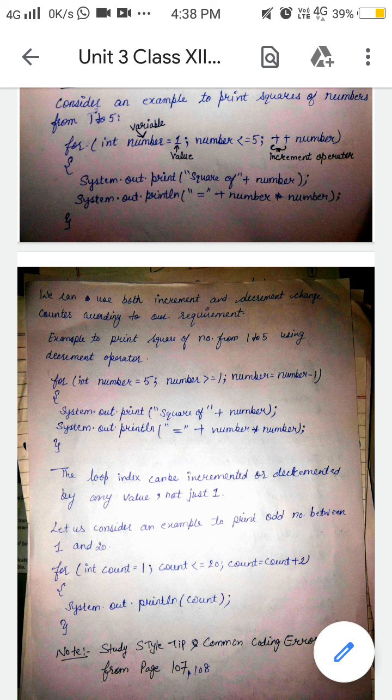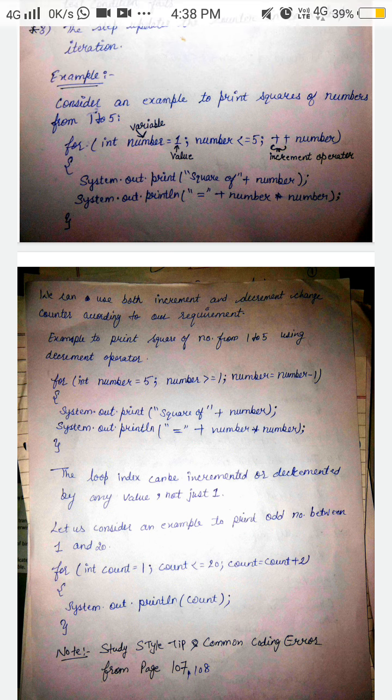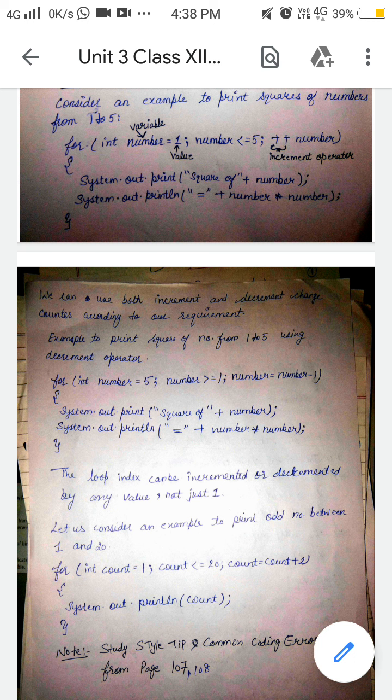In number less than equals to 5, we will print the squares of numbers from 1 to 5. Here number is equals to 1. So 1 is less than equals to 5. Yes, 1 is less than 5. The condition is true. So if the condition is true, then it will print these two statements.